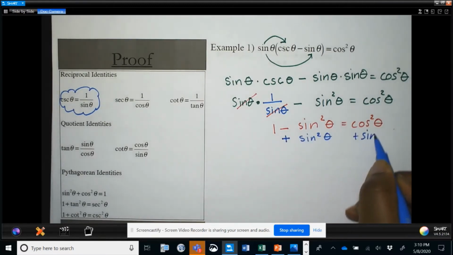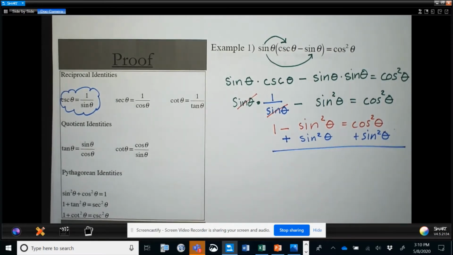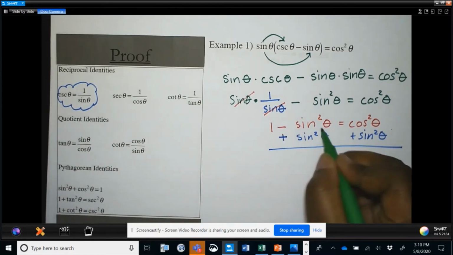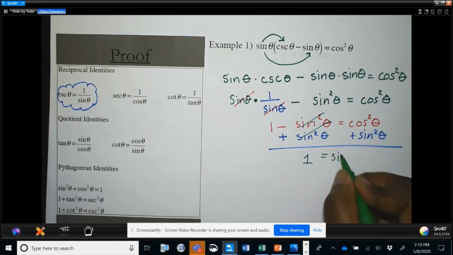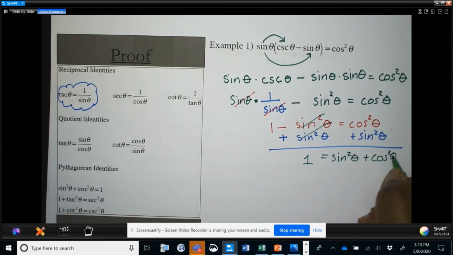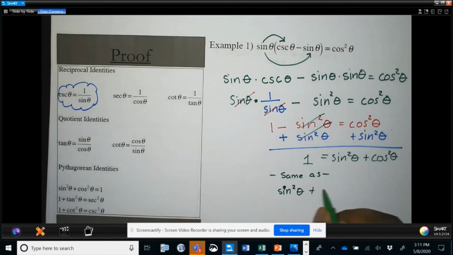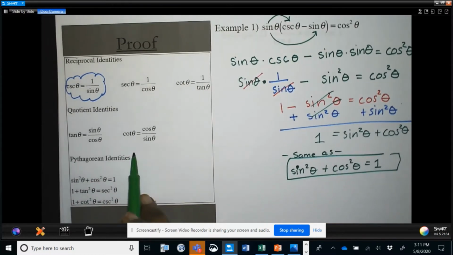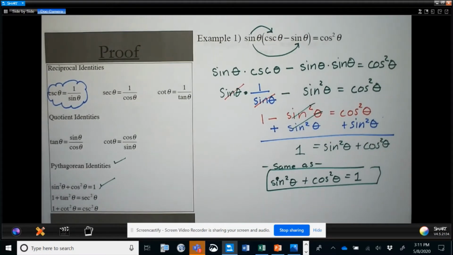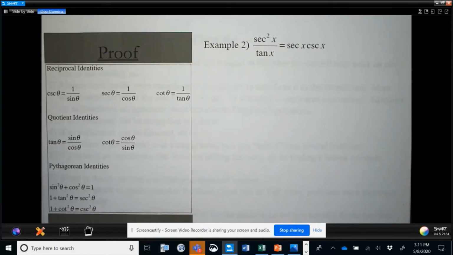Since I'm subtracting sine squared, I can add sine squared to both sides. And that leaves me with 1 equals sine squared theta plus cosine squared theta, which is the same as sine squared theta plus cosine squared theta equals 1, which is a Pythagorean identity.